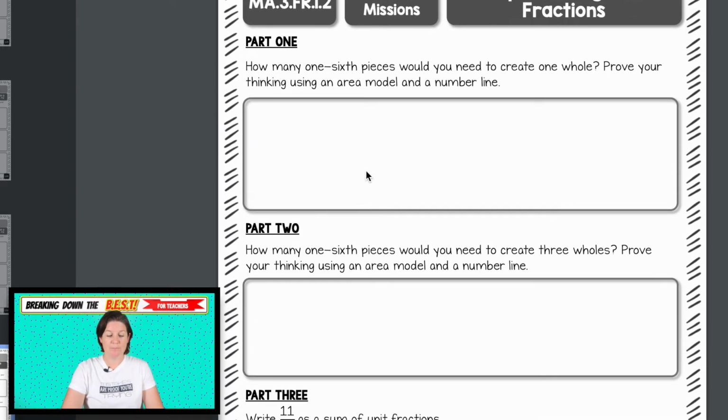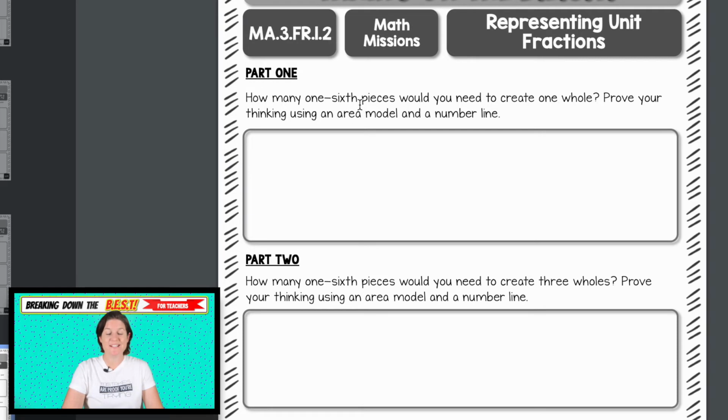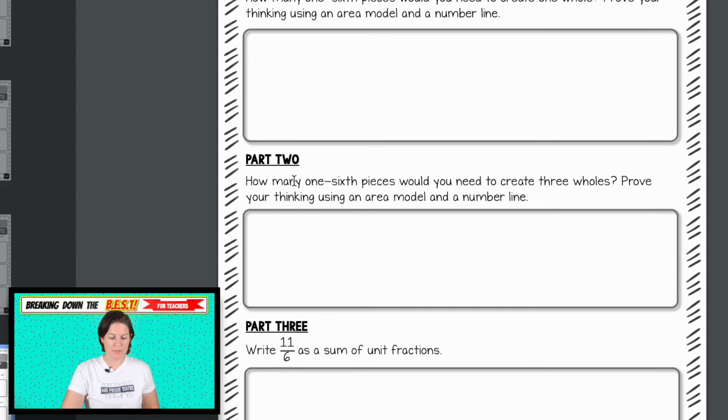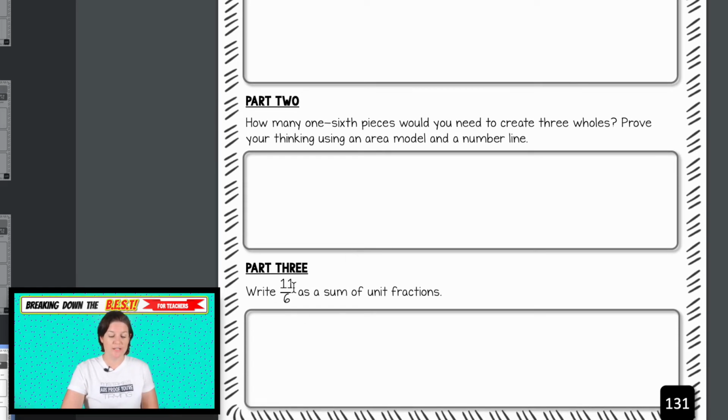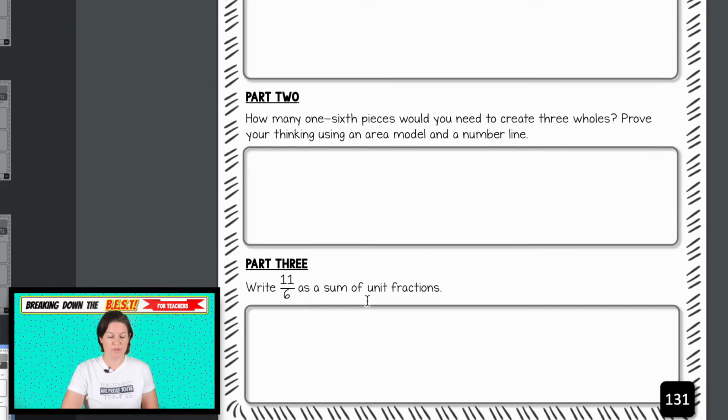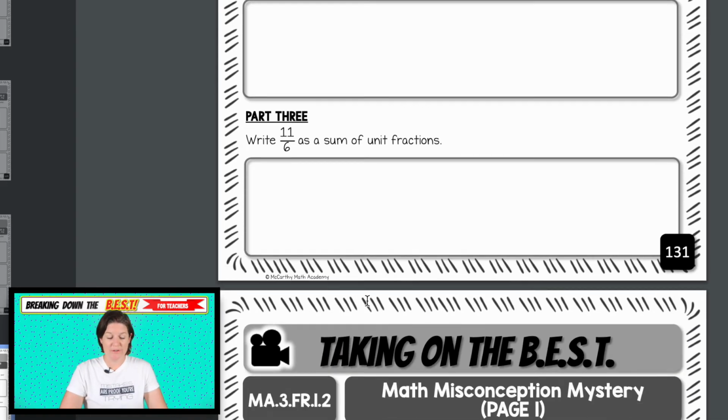Then we have a math mission here. It says, how many 1/6 pieces would you need to create one whole? Prove your thinking using an area model and a number line. So these are like math tasks. They have different parts and they try to encompass as much of the standard as we can. Part 2, how many 1/6 pieces would you need to create 3 wholes? Prove your thinking using an area model and a number line. And write 11/6 as a sum of unit fractions. So there is an answer key for this as well.